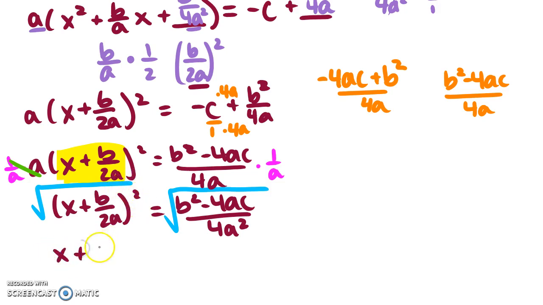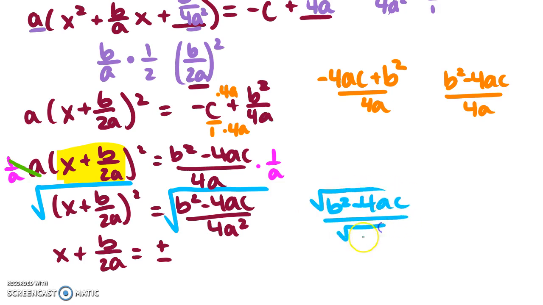So when you take the square root, those cancel. So you have x plus b over 2a. Remember, when you take the square root, it's a positive or negative. And if you recall, one of our properties of square roots is that you can take the square root of the numerator and the square root of the denominator. The square root of the numerator doesn't simplify very nicely, so we're going to leave it as b squared minus 4ac.